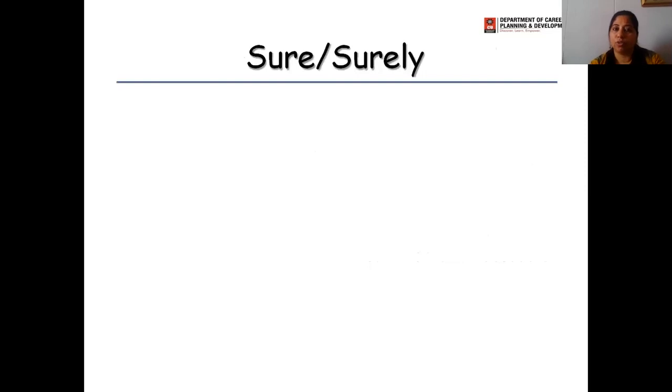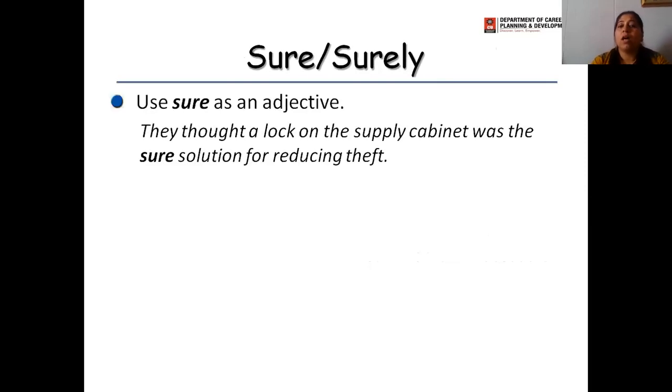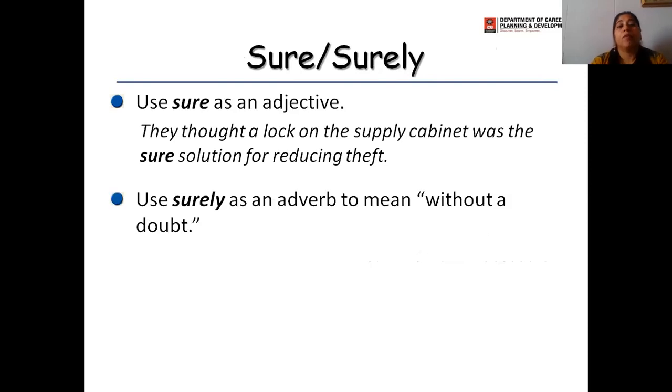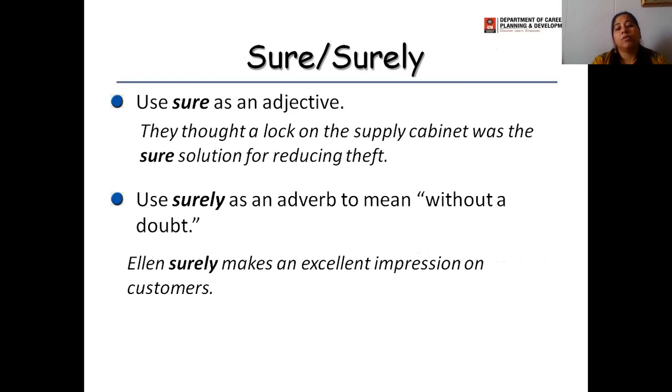Next is sure and surely. Sure is an adjective and surely is an adverb. Here the example goes: they thought a lock on the supply cabinet was a sure solution for reducing theft. So we are using the word sure as an adjective here. Use surely as an adverb to mean without a doubt. So: Alan surely makes an excellent impression on the customers.